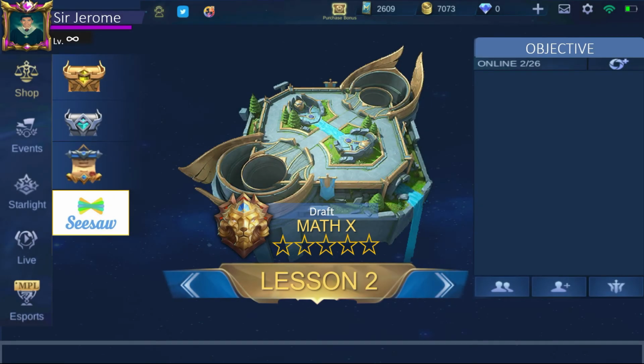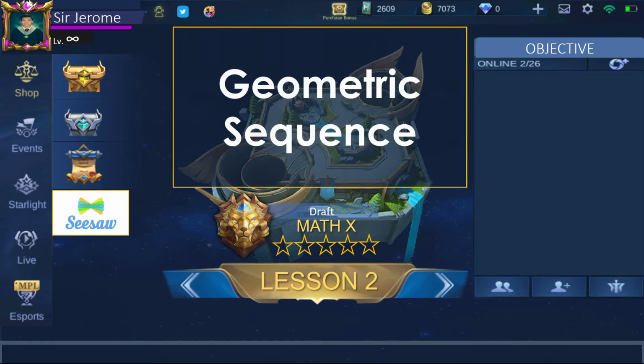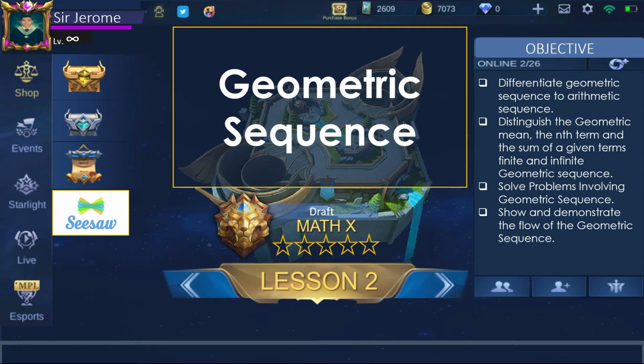Good day, everyone. Today we're going to focus on our lesson 2, which is all about geometric sequence. For our objective for today, we're going to differentiate geometric sequence from arithmetic sequence, and distinguish the geometric mean, the nth term, and the sum of the given terms, finite and infinite geometric sequence.